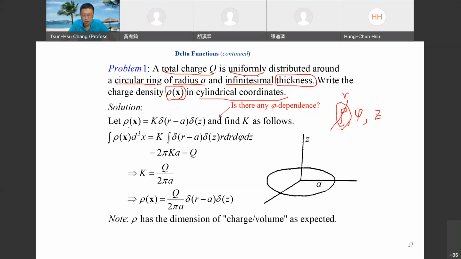Okay, so the solution should be, we can wild guess, 随便猜哦，大胆的猜，doesn't matter. It's K delta of R minus A, delta of Z. Delta Z indicates in the XY plane. Delta of R minus A just means in the radius. In a spherical shell, it is a delta divided by R squared. Okay, so it's just a ring, an infinitesimal ring.